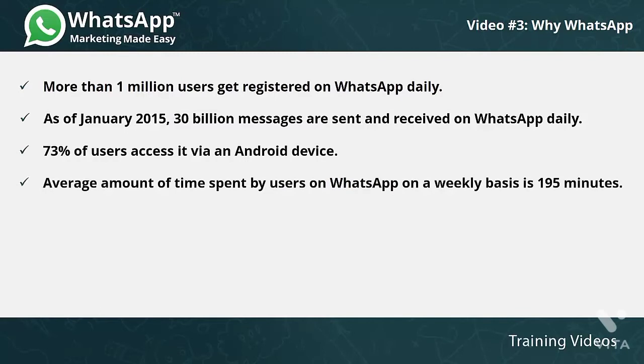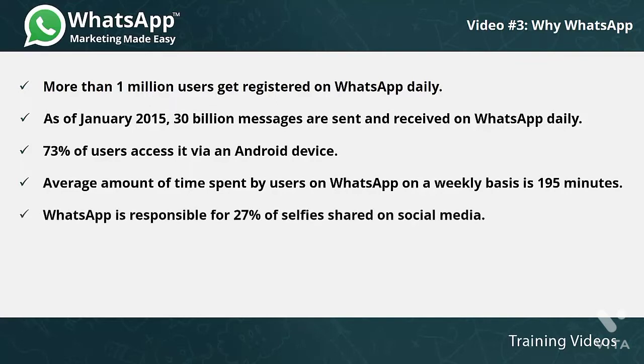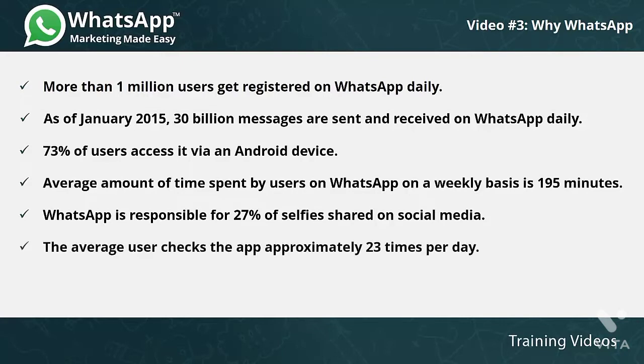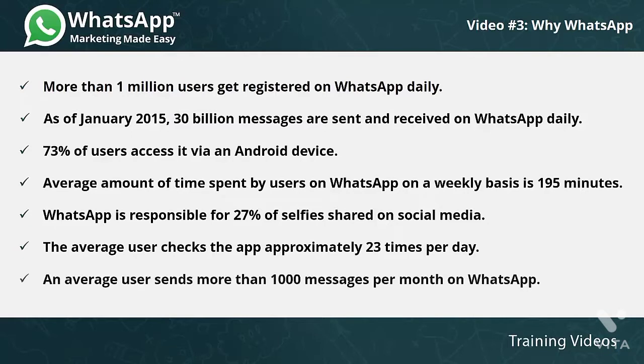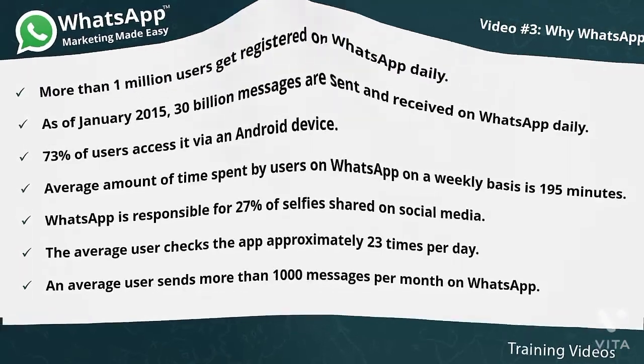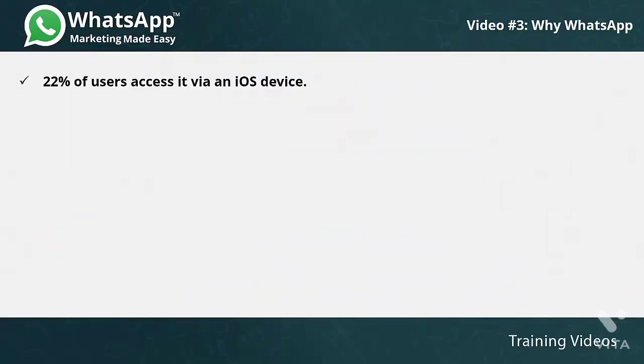Average amount of time spent by users on WhatsApp on a weekly basis is 195 minutes. WhatsApp is responsible for 27% of selfies shared on social media. The average user checks the app approximately 23 times per day. An average user sends more than 1,000 messages per month on WhatsApp. 22% of users access it via an iOS device.